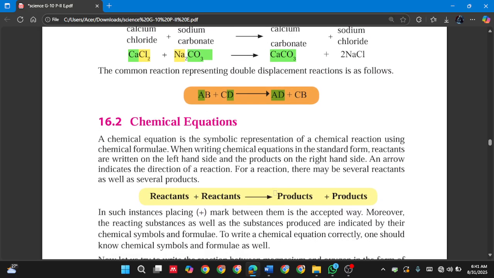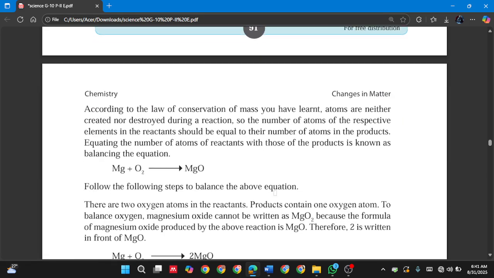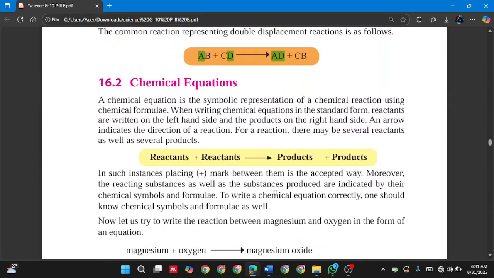Chemical equation. Okay, now we have to discuss this part, and I'm going to discuss it in the next video, and gonna stop here.